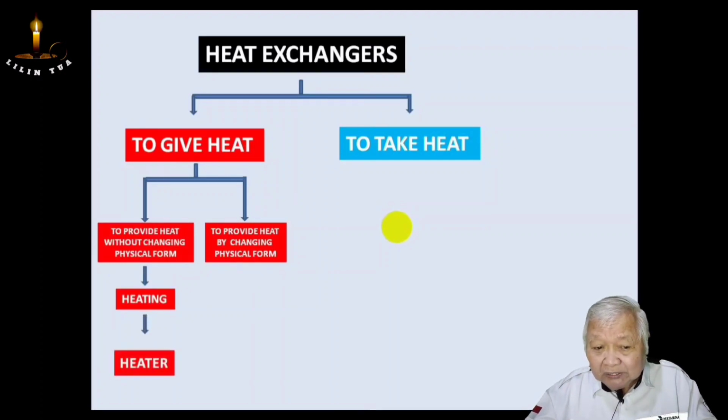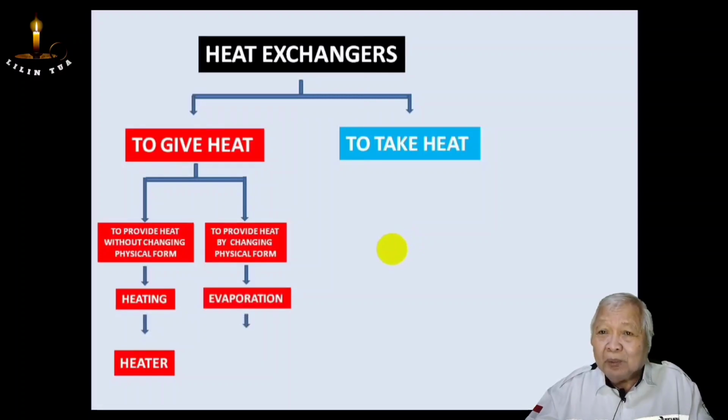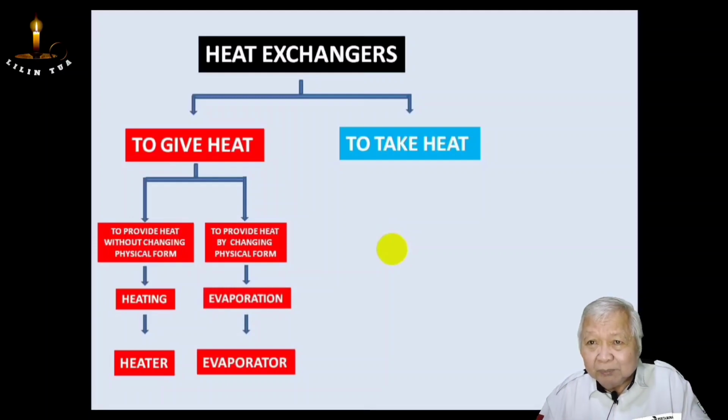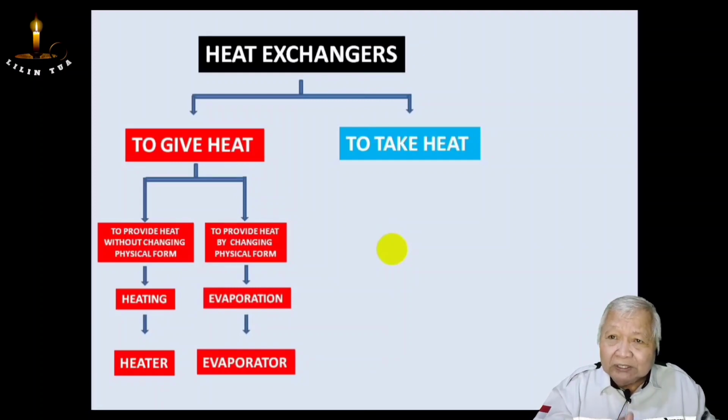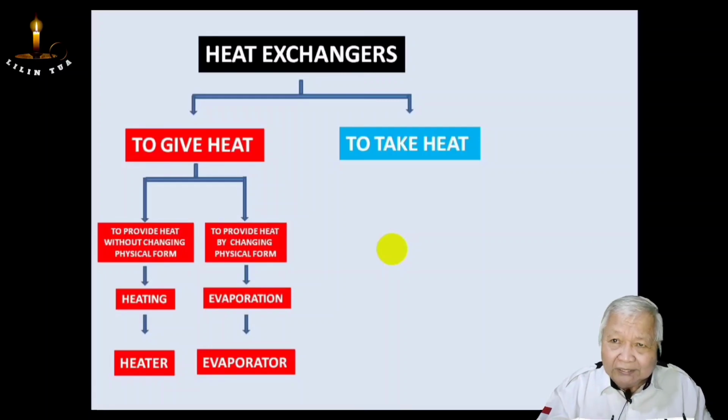And for a heat exchanger that provides heat by changing physical form, the process is called evaporation. So the heat exchanger is called an evaporator. So now we know about two heat exchangers. First is the heater and second is the evaporator. Both kinds of exchanger have a function of giving heat.